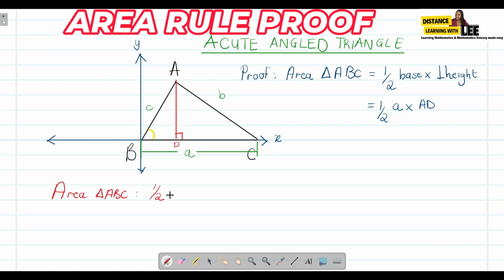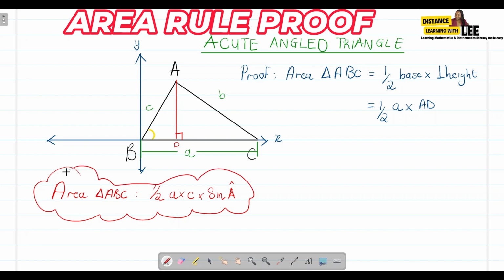To get the area of triangle ABC, we would just say half side A multiplied by side C times sine of the angle between them. That is how we would calculate the area of this triangle if we were given two known sides and one included angle. So this is what we are trying to prove. We are trying to get to this point here.